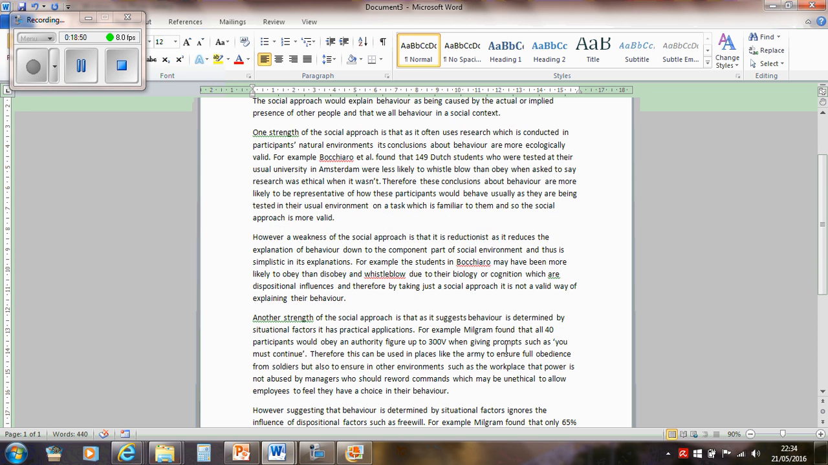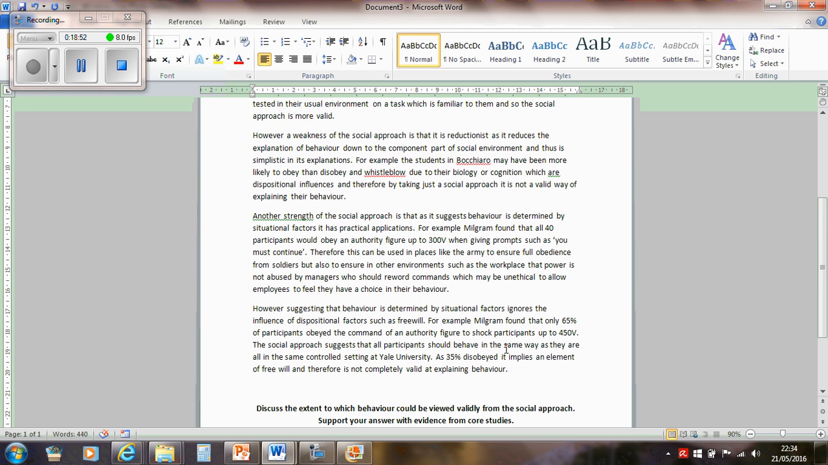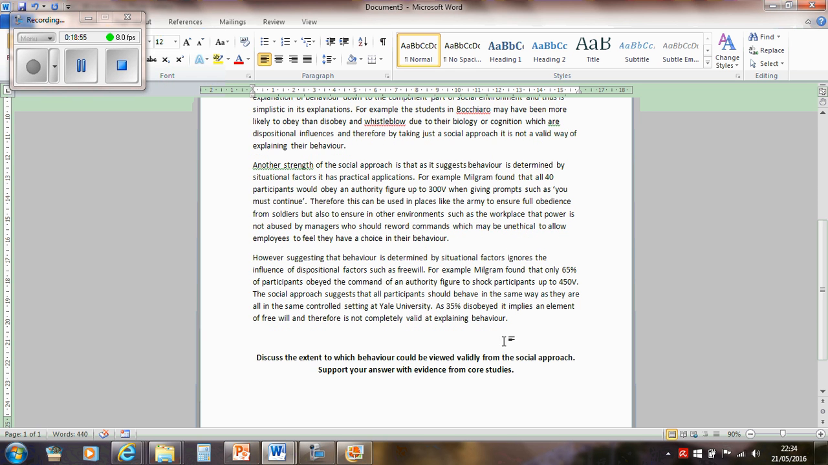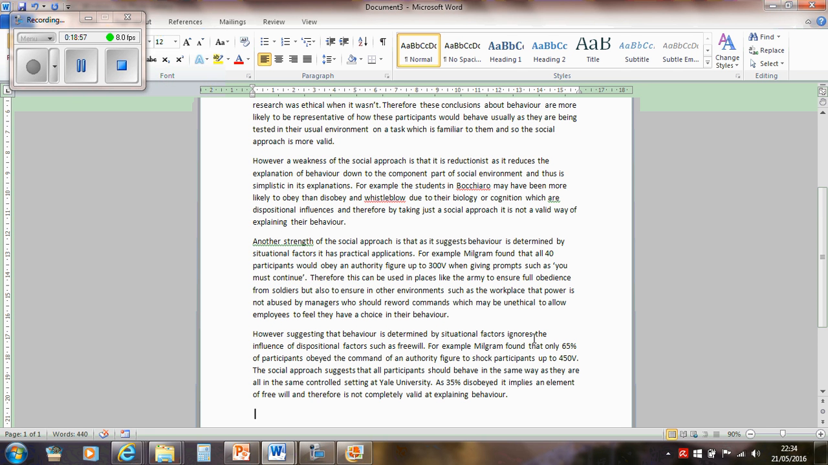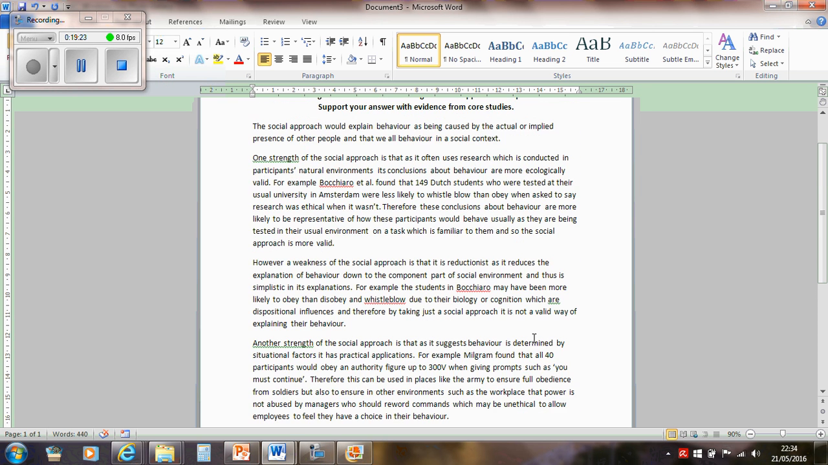So we've got natural environment but reductionist. I was going to do ethics. I was going to say that social research is usually unethical because it's in the participant's natural environment, so they might not feel like they have a right to withdraw and they might not have informed consent and things like that. But generally, the studies that we've got, like Bocciaro, did give the participants the right to withdraw, and so did Milgram, implied. And Milgram is a natural environment anyway, so you can't really use that. So those are kind of the ones that I would probably use.